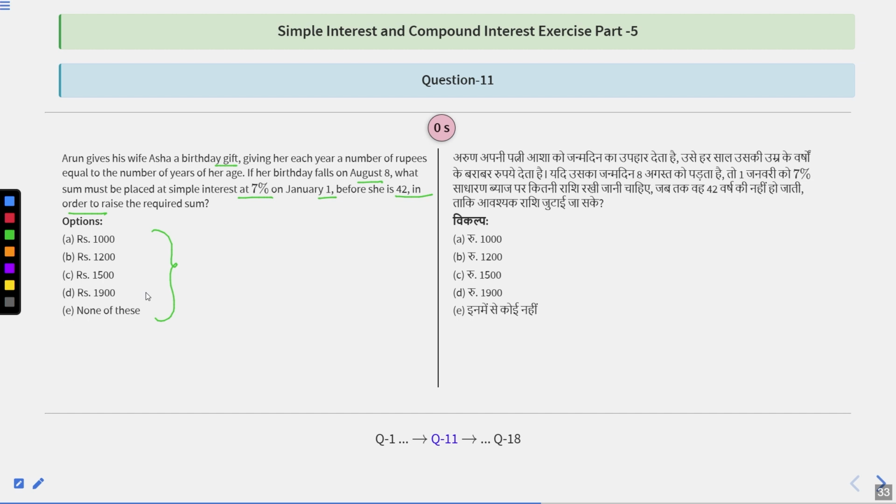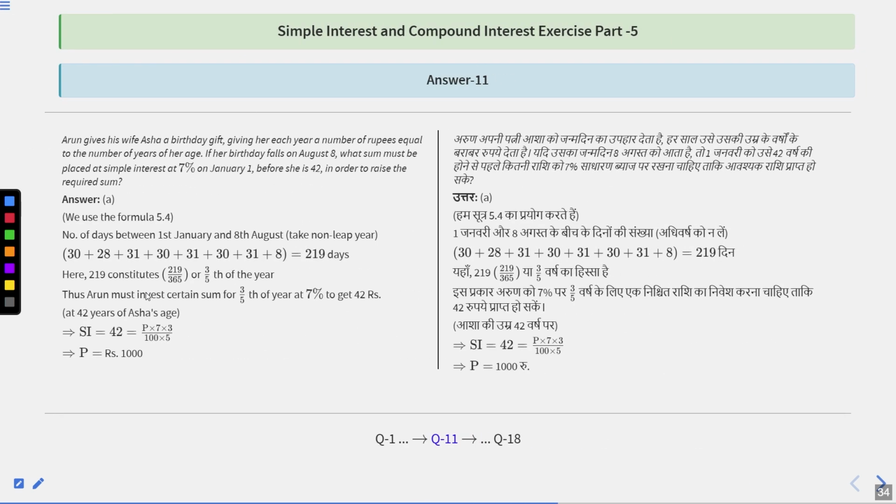Time's up. Let's see the solution. According to the question, Arun gives his wife Asa a birthday gift, a number of rupees equal to the number of years of her age. Clear? So we first calculate the number of days.